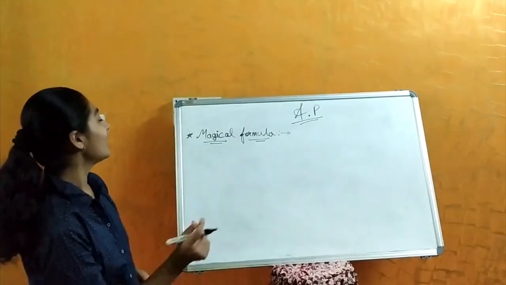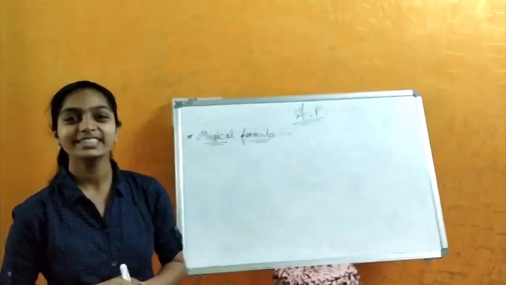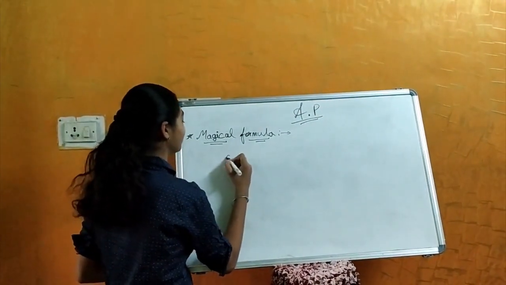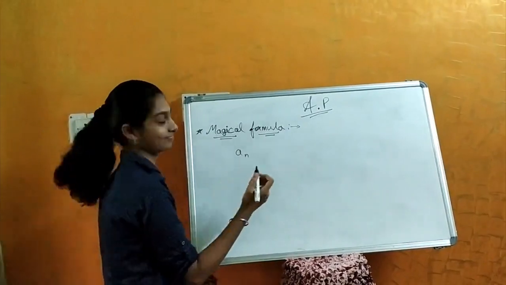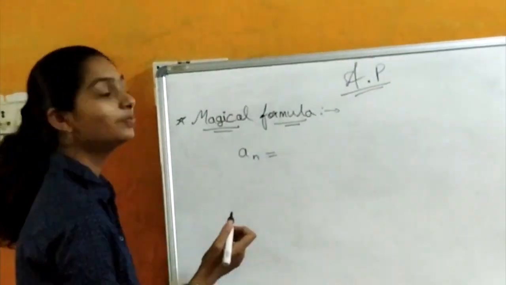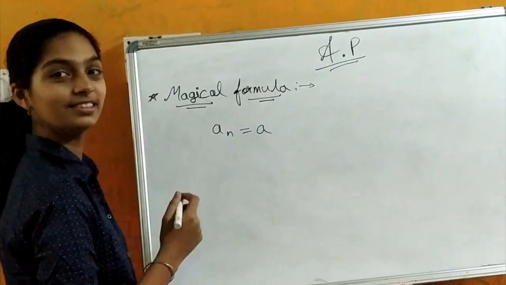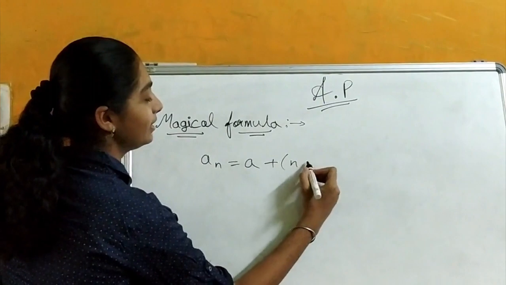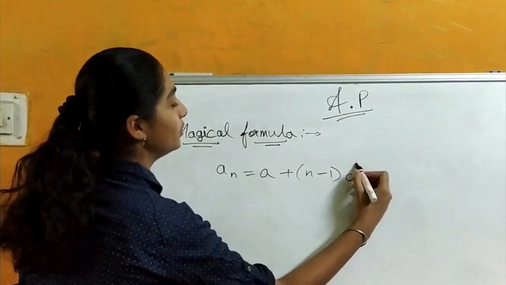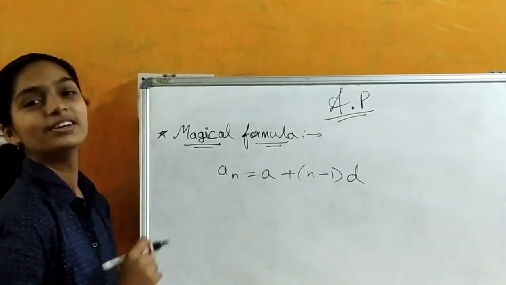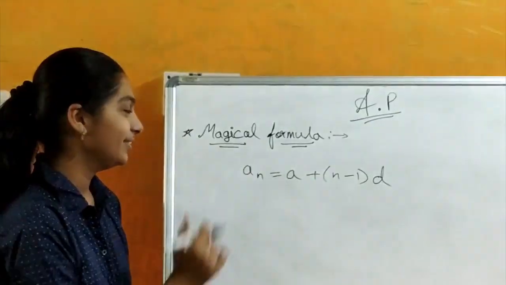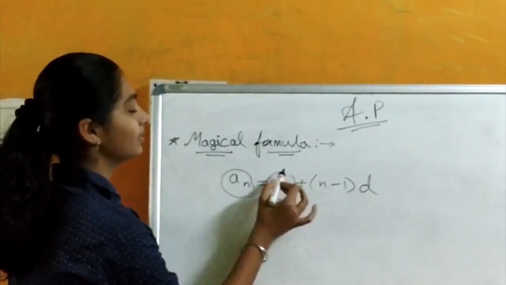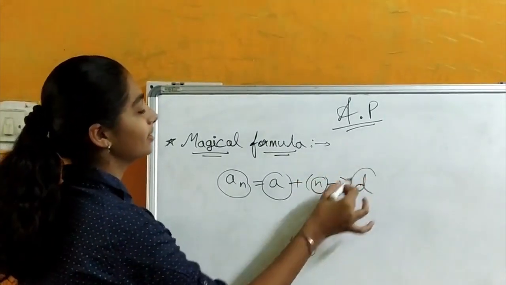So now we are going to learn the magical formula of this chapter, that is an is equal to a plus n minus 1 into d. Confused? Wait, I will tell you. You might be thinking, what is this? What is this a? What is this n? And what is this d?